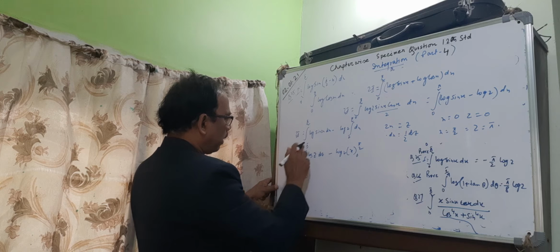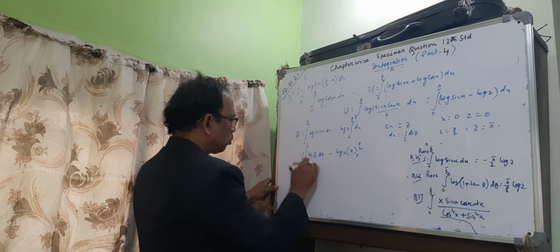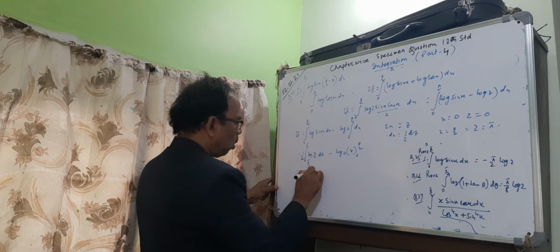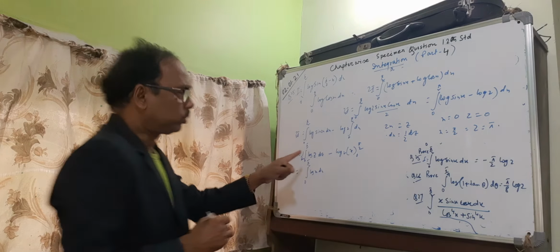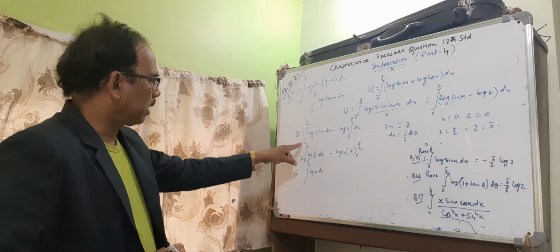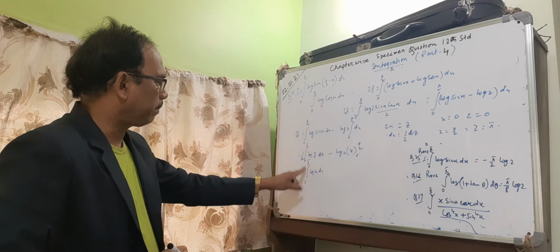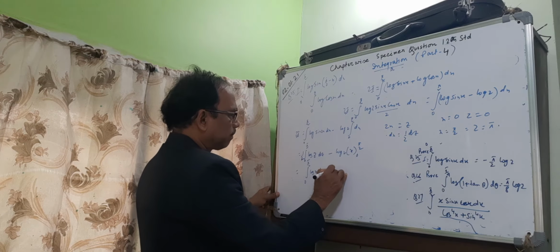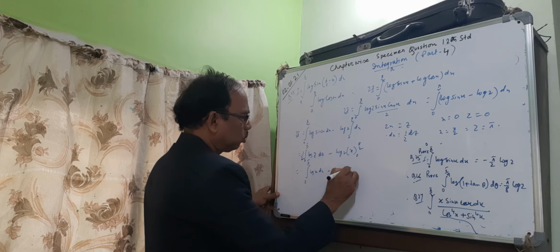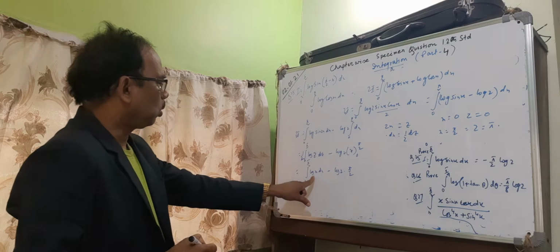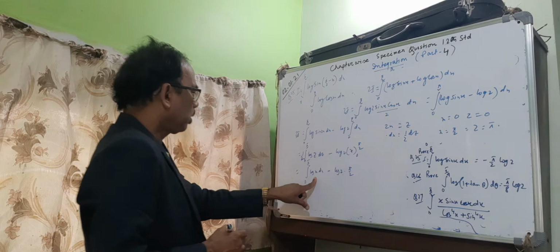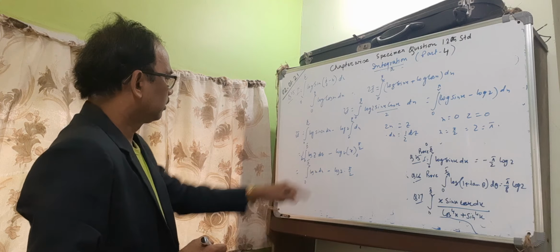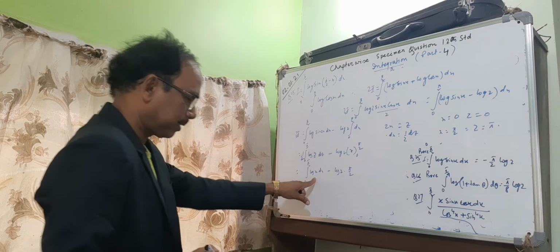This will be 0 to pi by 2, we can write pi by 2 here. Using the property, 0 to pi by 2 of log sin z dz means 0 to pi by 2 of log sin x dx, using the property, minus log 2 into pi by 2. The value of log sin x dx, we know, sin x is z, log sin x dx.